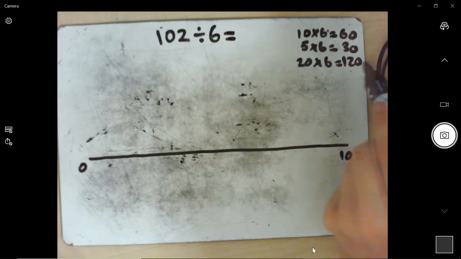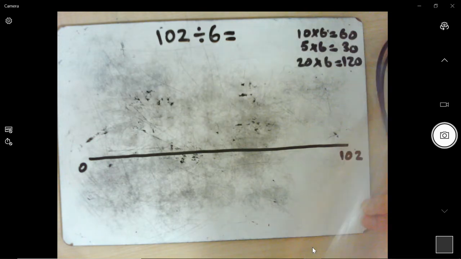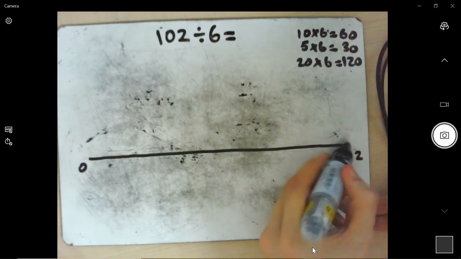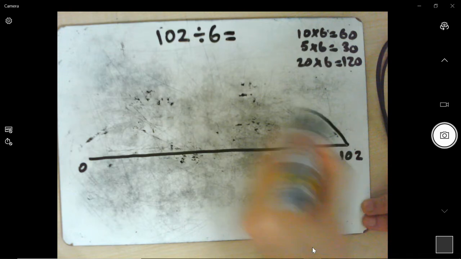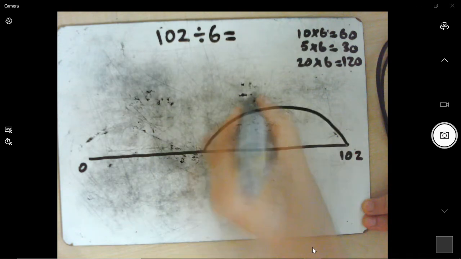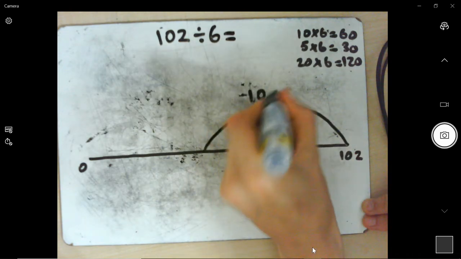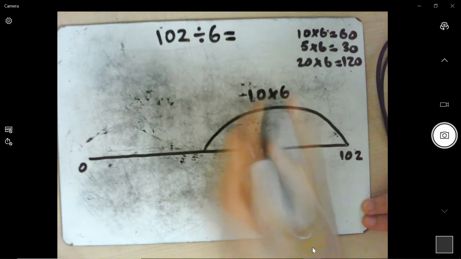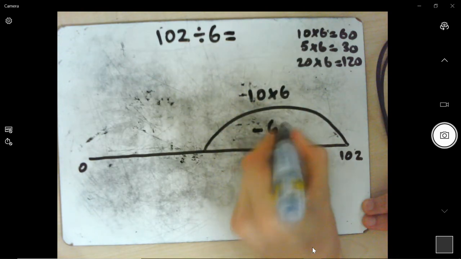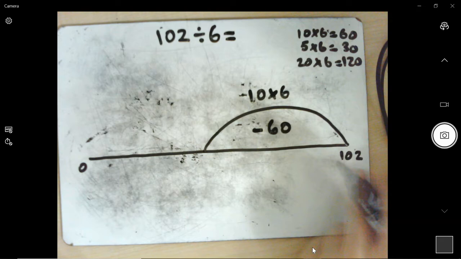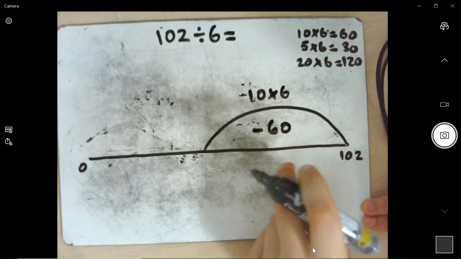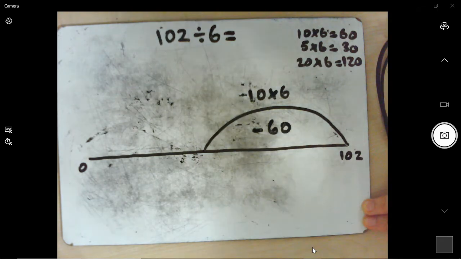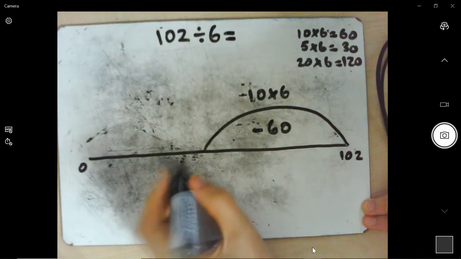120 is too big. I think taking away 30 is not going to do much, so I'm going to take away 10 groups of 6 again. So I'm subtracting 10 groups of 6, which is 60. So 102 take away 60. I'm going to count up. 60 to 100 is 40. 2 left over, 42.